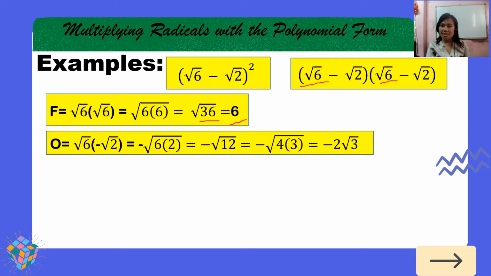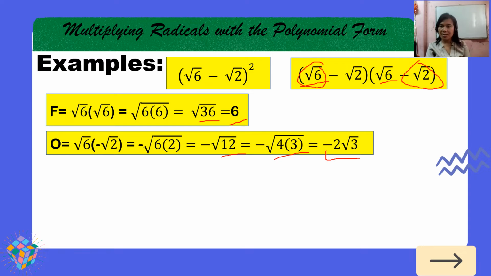Let's proceed with the O. Yung O naman natin, outer terms, is the square root of 6 and negative square root of 2. So, meron tayong negative square root of 12 na unfortunately, kaya pa nating i-factor out as 4 times 3. Bakit 4 times 3? Kasi kung babalikan mo yung table of square roots natin, si 12 is divisible by 4 and 4 is a perfect square. So, ang square root ng 4 is 2. So, the final answer for O is negative 2 square root of 3.